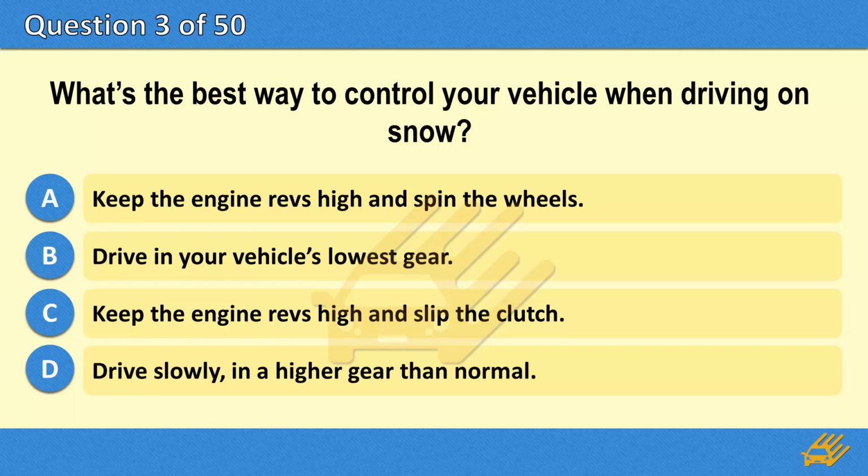What's the best way to control your vehicle when driving on snow? A. Keep the engine revs high and spin the wheels. B. Drive in your vehicle's lowest gear. C. Keep the engine revs high and slip the clutch. D. Drive slowly, in a higher gear than normal.